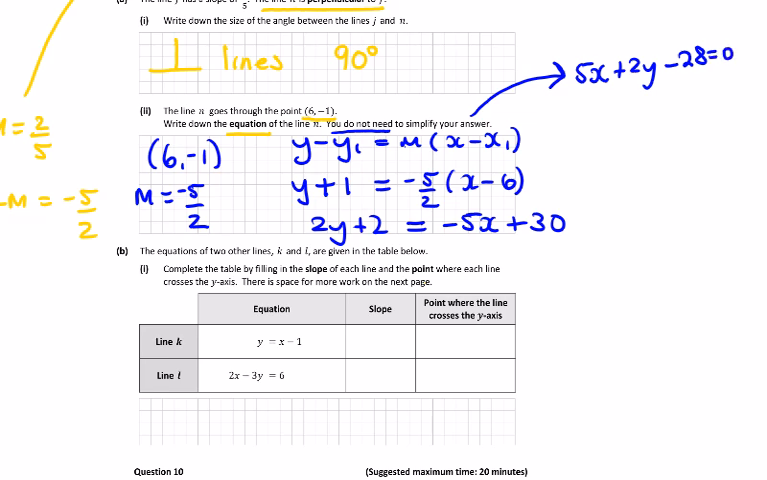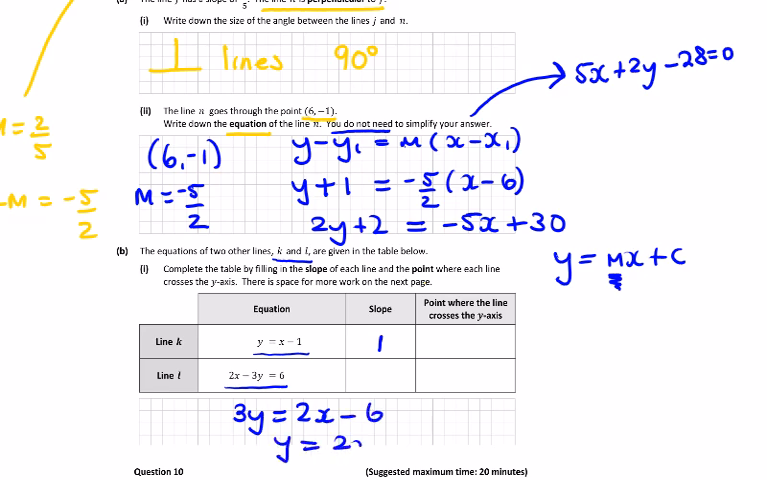So in part B, we're told to fill in this table. The equations of K and L are given. Here's K, here's L. We're asked to find the slope of each. So the slope is based on the formula y is equal to mx plus c, where m is the slope. So in the first one we can see there's a number 1 in front of x. Slope is 1. And in the second one we need to write it as 3y, bringing 3y to the right. That will be equal to 2x minus 6. So y will be equal to 2x over 3 minus 6 over 3. So the slope of this one is 2 over 3.